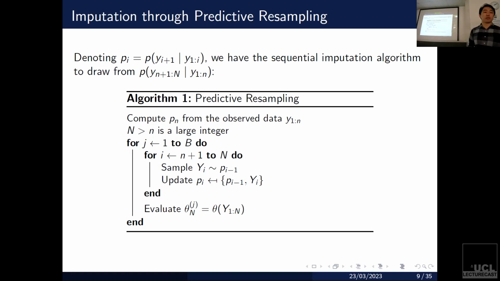So let's say we have the data points y1 to n. We fit a predictive Pn, and we have some truncation parameter capital N, which I'll talk about later, but it's kind of an approximation for infinity. For each of the capital B posterior samples, we're going to sequentially impute the remainder of the population. So the first step is to draw yn+1 from our predictive. That's quite easy. We just have a predictive. We're going to draw yn+1.